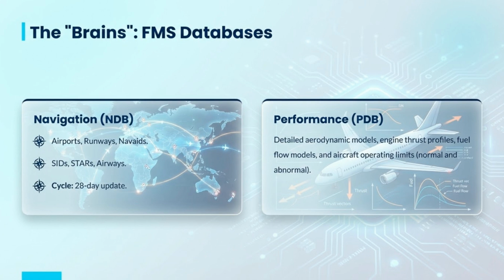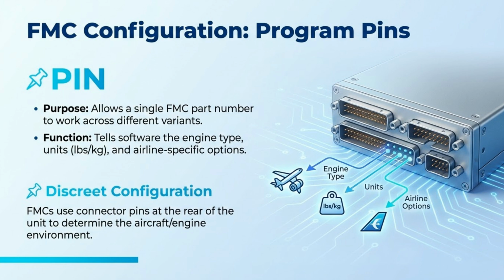The brains of the FMS are its databases. The navigation database contains airports and routes, updated every 28 days. The performance database holds detailed aerodynamic and engine thrust models. FMC configuration uses program pins, which are connector pins at the rear of the unit. These pins discreetly tell the software the specific engine type, weight units, and airline options for proper operation.